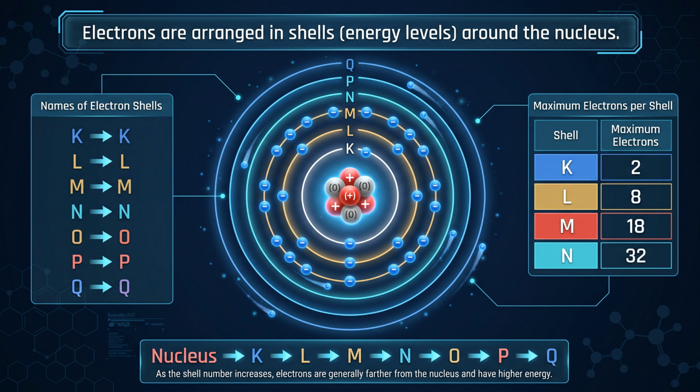Electrons always fill the lowest energy shells first, and the electrons in the outermost shell determine the chemical properties of an element. Understanding electron shells is one of the most important milestones in learning atomic structure because it connects the structure of atoms with chemical bonding, periodic trends, the formation of ions, and virtually every chemical reaction that occurs in nature.